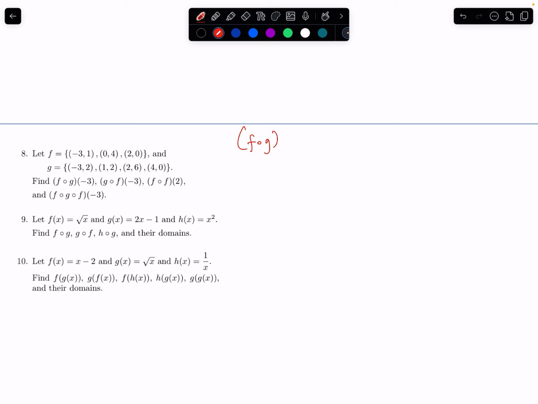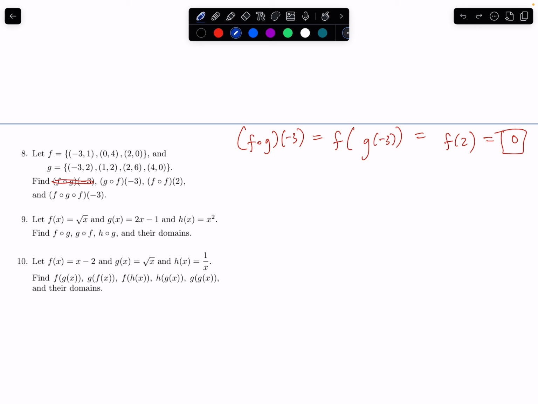What's f of G of -3? Okay, well, this will be f of whatever G of -3 is. What is G of -3? If I plug in -3, it pops out a 2. So it's going to be f of 2. If I plug in 2 into f, I get a 0. So the end result will be 0. That's it. Okay, that's this first one. Did that one in red just now.